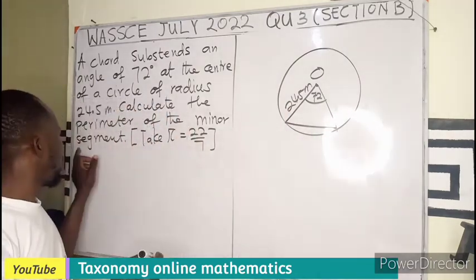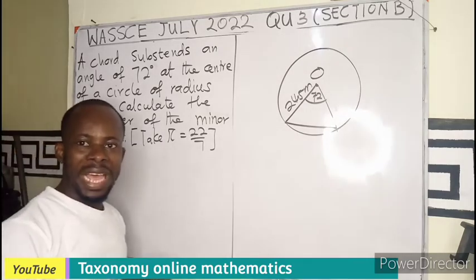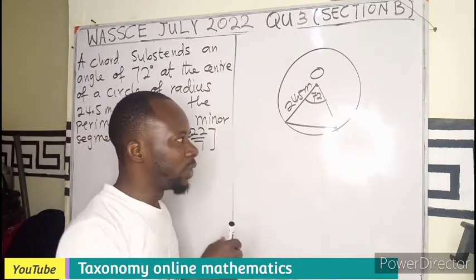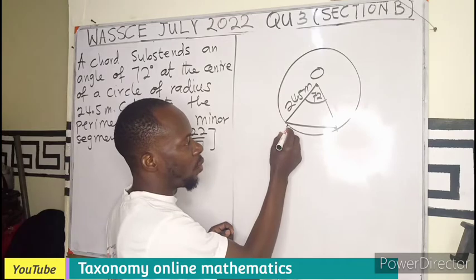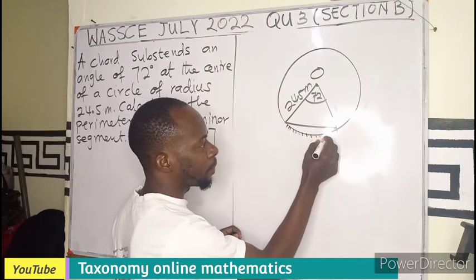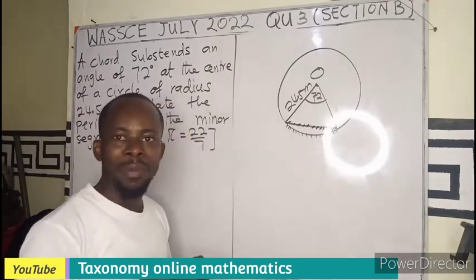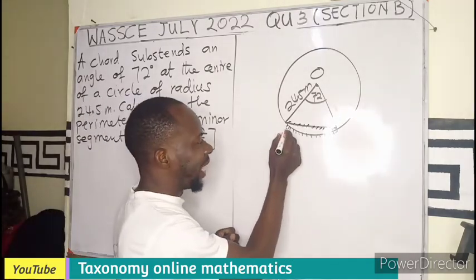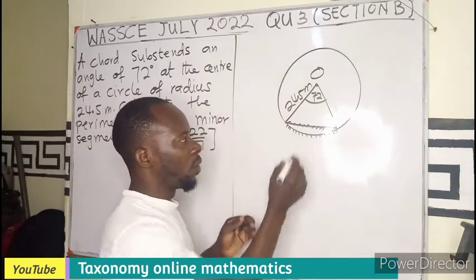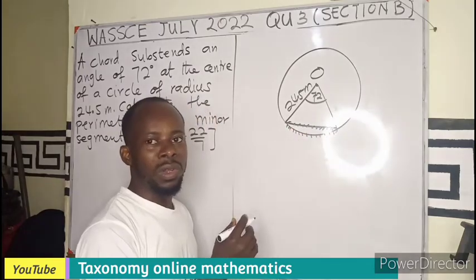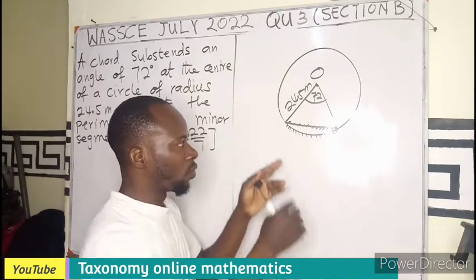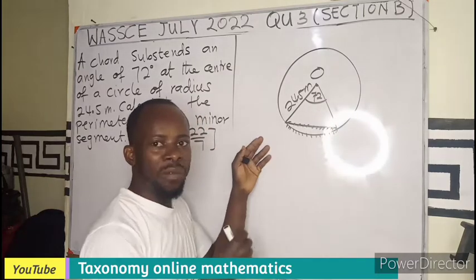So we are looking for the perimeter. We know perimeter is the distance around a field. So we are looking for walking through this area, then walking through this area, that is the perimeter. So what is the length of this arc? What is the length of this chord? That will answer the question. So one, we need the length of the arc.